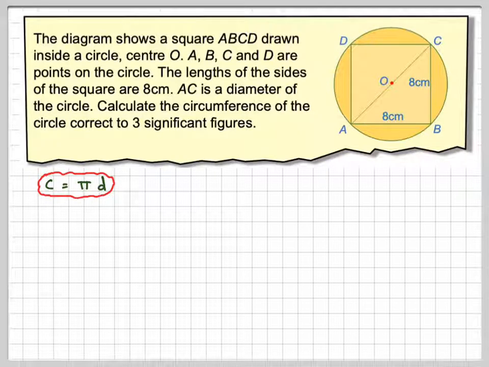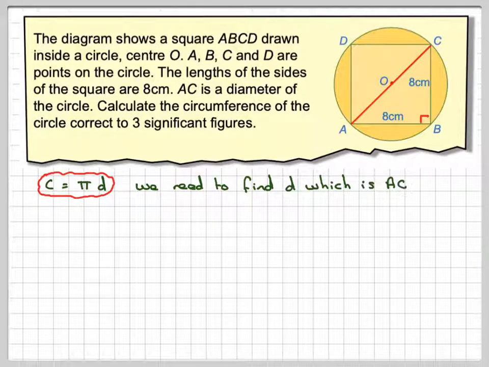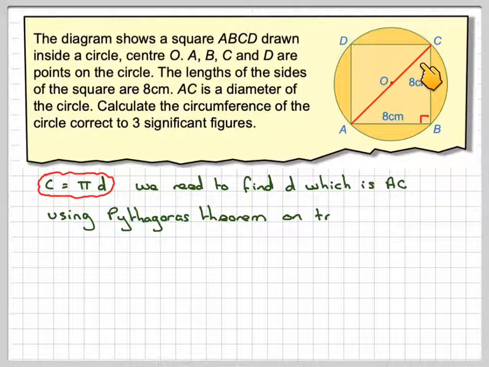So this is a two-step problem. We know that the circumference is pi times d. So what we need to do is find this length here, as this is the diameter of the circle. Now we notice here, if we put that line in here, we have a right angle triangle. So therefore we can use Pythagoras' theorem to find the length of the longest side, which is the diameter, or sometimes that's called the hypotenuse.